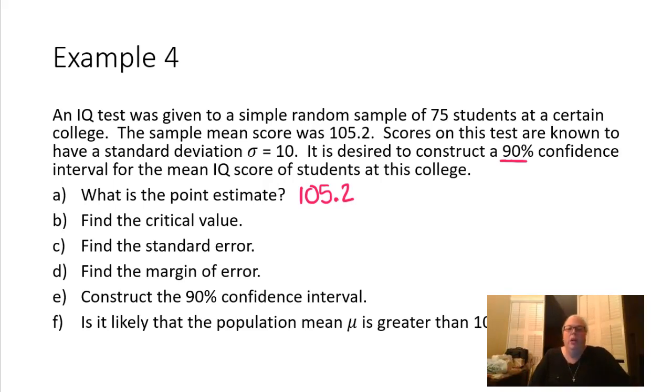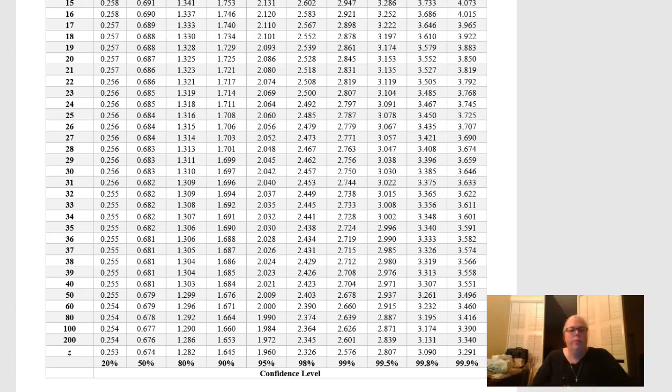All right, B, we're looking for the critical value. Now remember, the critical value is going to come off of table A3, and it's based on what percent. How confident do we want to be? And we already said we want to be 90% confident. So I'm going to go find the critical value on table A3 that goes with 90% confidence. So let's pull up table A3. 90% confidence down here, the critical value right above it, 1.645.